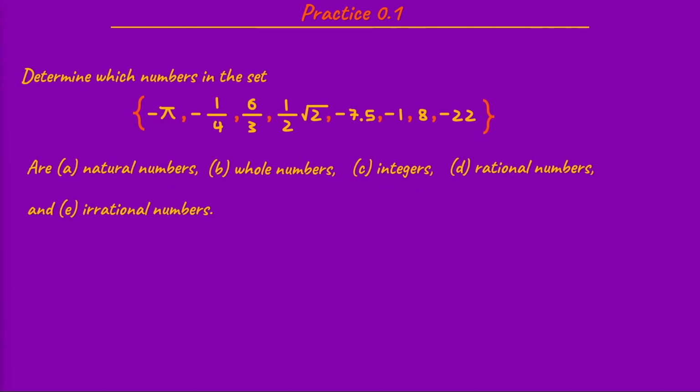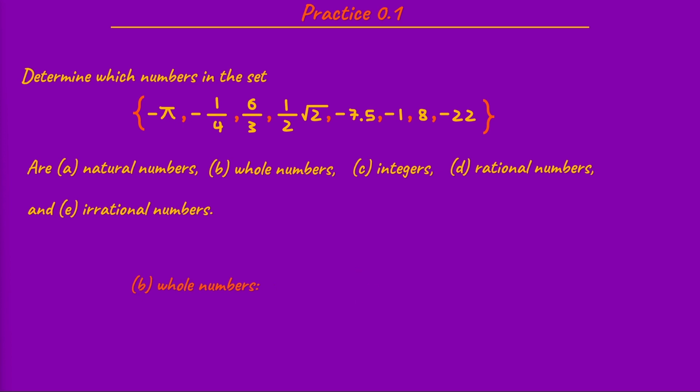Practice 0.1. The first practice asks you to determine which numbers in the set, and he gives you a bunch of numbers, are natural numbers, whole numbers, integers, rational numbers, and irrational numbers. So let's get started with natural numbers. As we can see here, we have a number that is 6/3. This number is equal to 2, and 2 is part of natural numbers, which are the counting numbers. So we have 6/3 as the first number in the set, and we also have 8 as the second number in natural numbers.